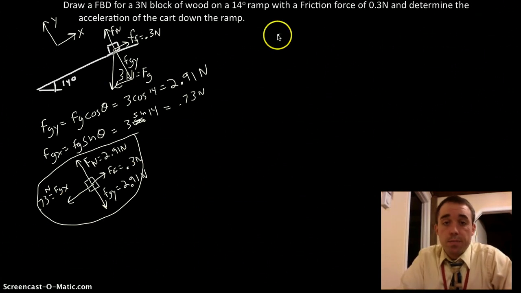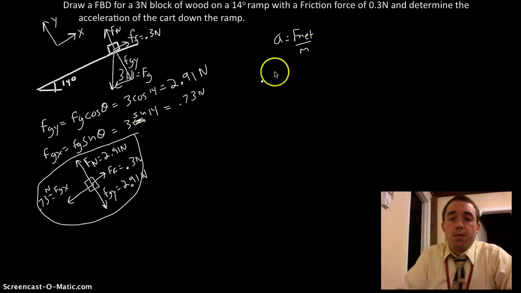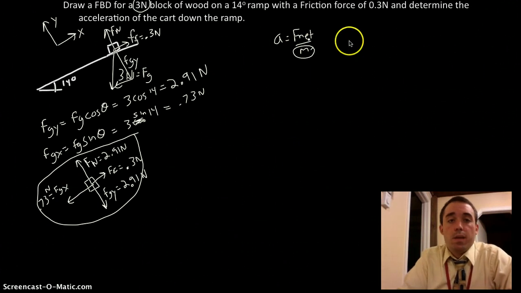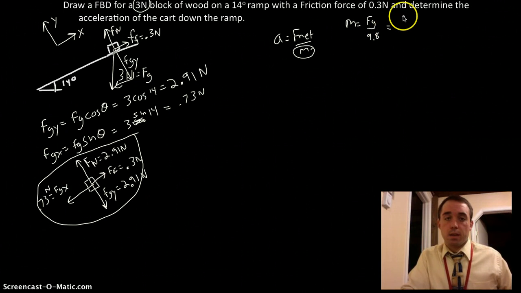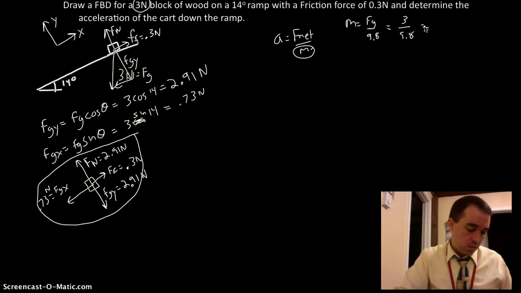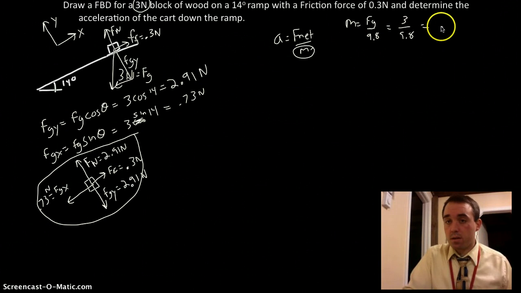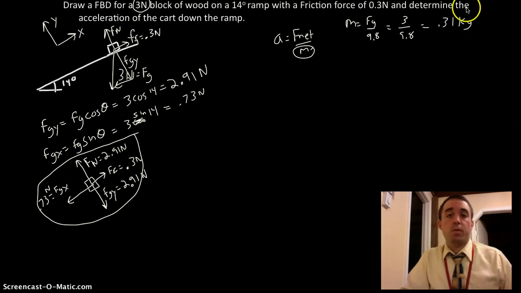So the acceleration is net force over mass. So I realize I have to figure out one thing first. I gotta figure out what the mass is. And I get the mass from the weight. Mass is weight over 9.8. So I take 3 over 9.8, and I get 0.31, really 0.306, but I'll round to 0.31 kilograms.